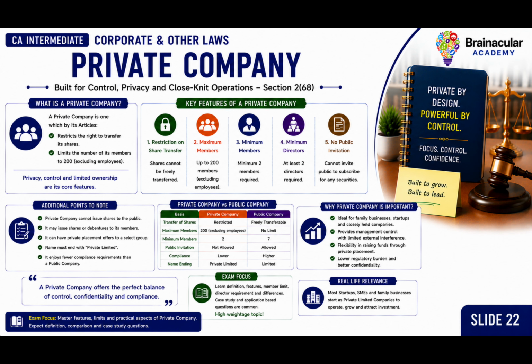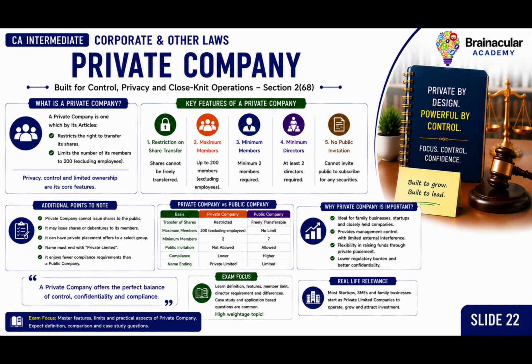So first is the transfer restriction. Why? Because private companies are closely held. Existing shareholders know and trust each other. Unrestricted transfer would allow unwanted outsiders to enter without consent. The restriction preserves the private nature.